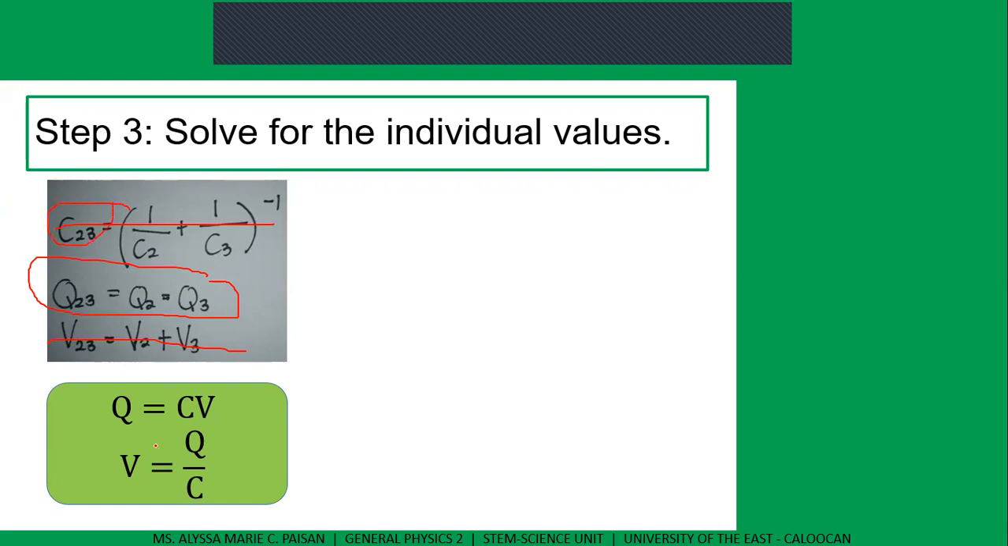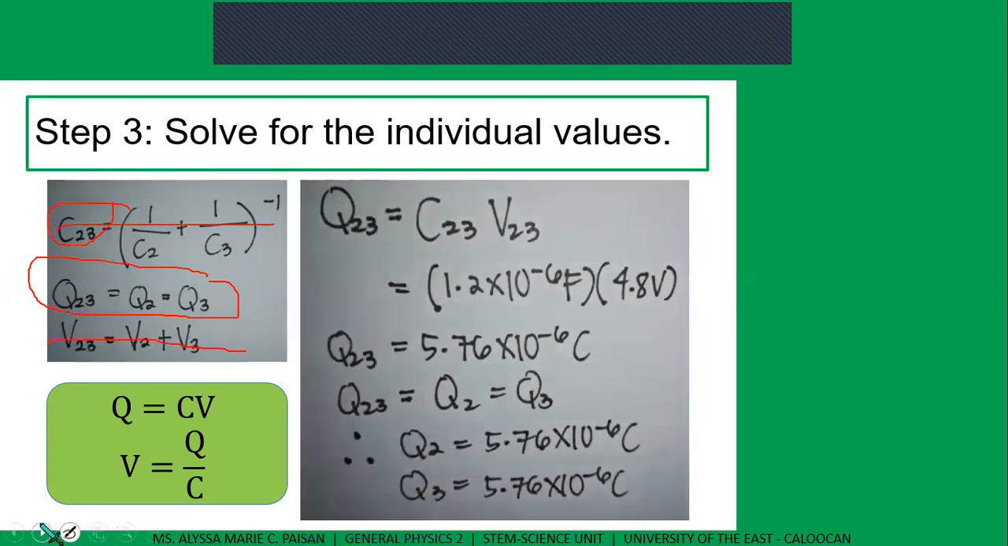How about V23? Doon din, nakuha din natin yun dun sa equations for simplified circuit number 2. Yung V2345 is equal to V23 and equal to V45. Okay? So to get Q23, we just multiply C23 and V23. Ayan siya. And finally, we get the value that is 5.76 times 10 raised to negative 6 coulomb. And that makes us conclude that Q2 will have the same value as well as Q3.